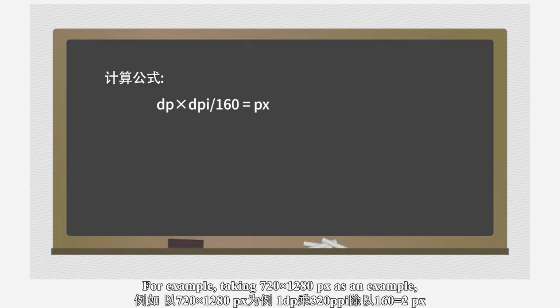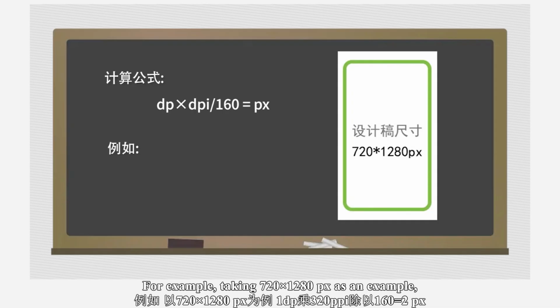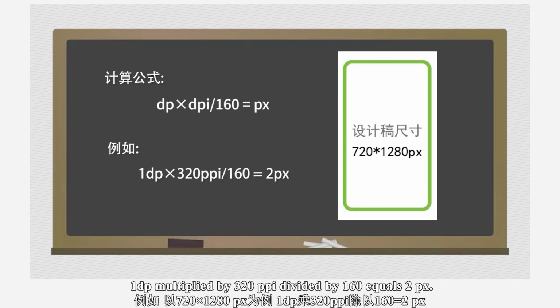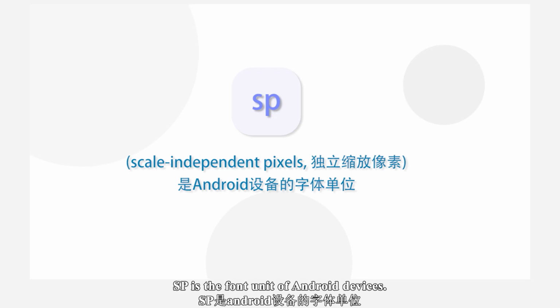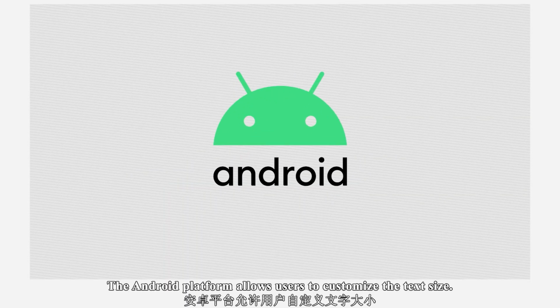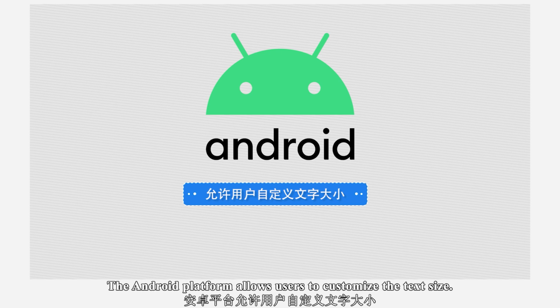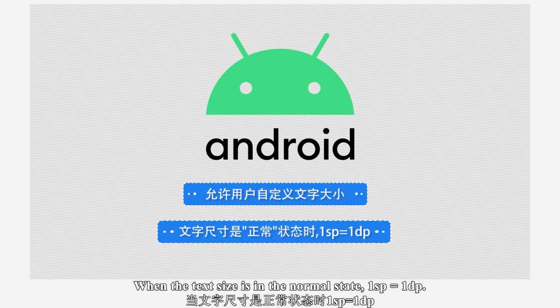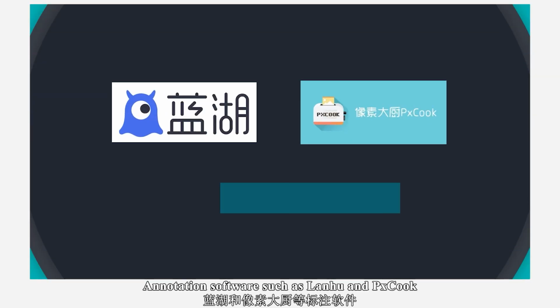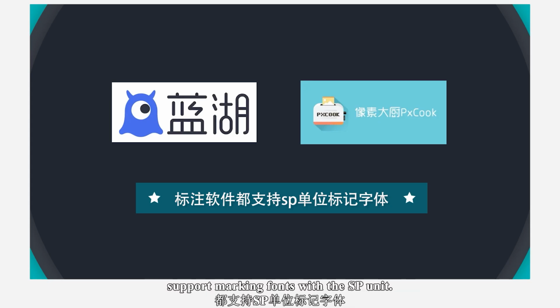For example, taking 720 multiplied by 1280 PX as an example, 1 DP multiplied by 320 PPI divided by 160 equals 2 PX. SP is the font unit of Android devices. The Android platform allows users to customize the text size. When the text size is in the normal state, 1 SP equals 1 DP. Annotating software such as Lanhu and Fscook support marking fonts with the SP unit.